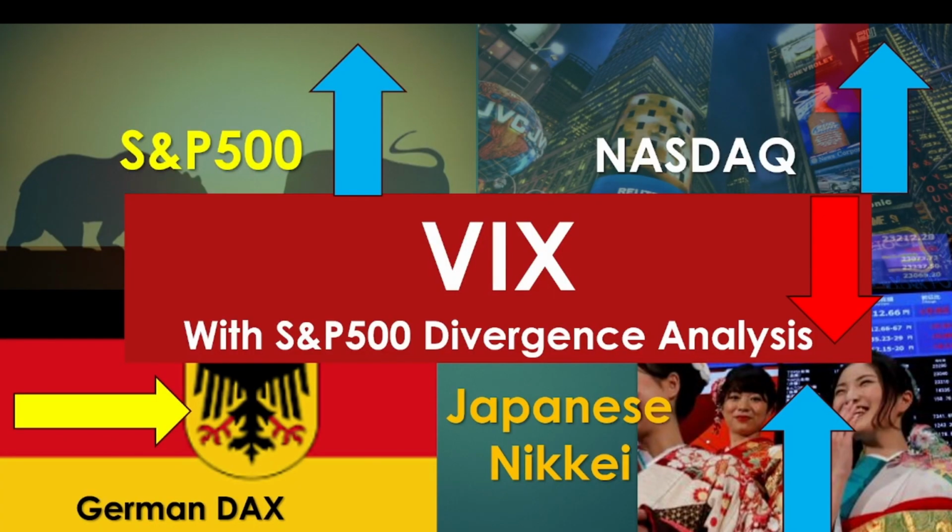It's the 21st of May 2024. This is the SP500 update with the NASDAQ, the Japanese Nikkei and the German DAX. We also cover the VIX, and you can see they've all gone up slightly since our last video, with the exception of the German DAX, which has gone sideways, and the VIX, which has dropped.